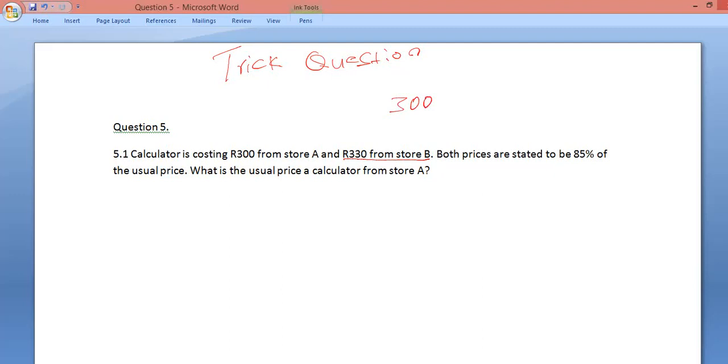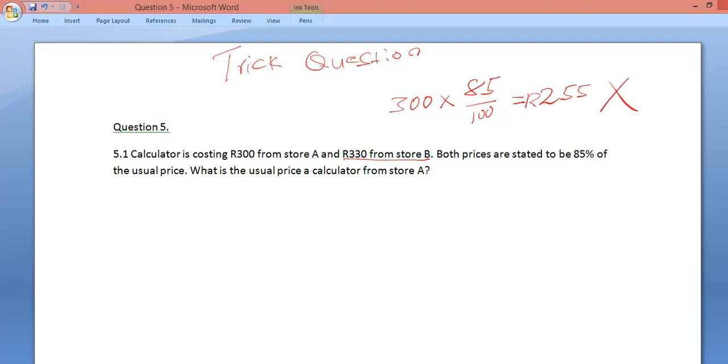300 multiplied by 85 over 100, and mostly they will be saying that they're looking at 85% of 300. So if you put it in the calculator, it's 300 times 0.85, so you will be getting 255 rand, and this is wrong.